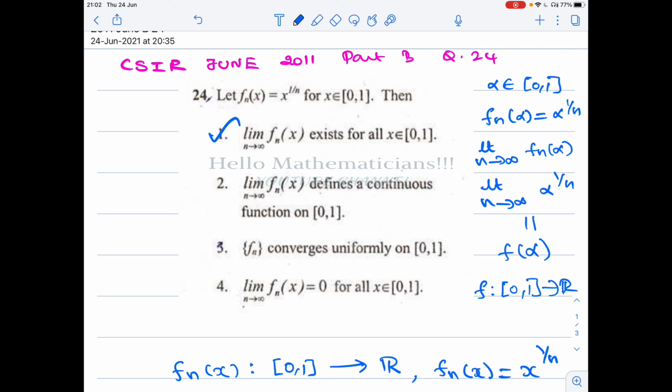Let's see the other options. The second says that limit n tends to infinity fn of x is nothing but f of x. Why? That is how f of x is defined. You fix an x, then let n tend to infinity, and you will get f of x. That is the definition of f of x. So they are saying that f of x exists for all x belongs to closed 0 comma 1. That is the first option that we verified. Now they are saying that f of x defines a continuous function on closed 0 comma 1.